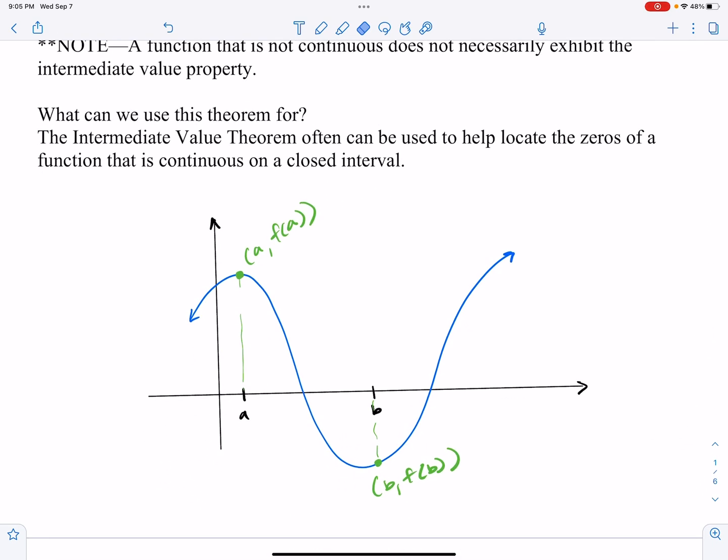So what can we use this theorem for? At the pre-calc level, the intermediate value theorem is usually talked about in how to locate or help locate zeros of a function that's continuous on a closed interval. So remember, a zero is an x value that would make the function value equal to 0. I've drawn a picture here, but basically, if you have a function that's continuous over a closed interval and the function values at the endpoints are different signs, like if f of a were positive and f of b were negative, like in this picture, then you know that there has to exist at least one zero between a and b. There would have to be at least one x-intercept between a and b if those function values at the endpoints were different signs.